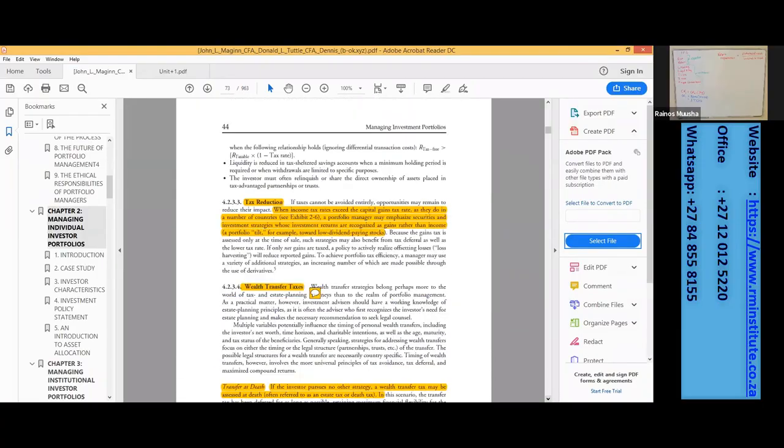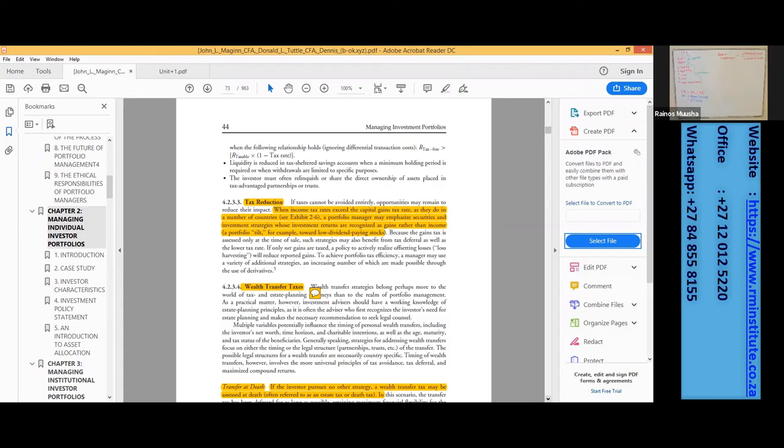Then there's also the issue of tax reduction, where they say if taxes cannot be avoided entirely, opportunities may remain to reduce their impact. When the income tax rate exceeds the capital gains tax rate, as they do in a number of countries, then it would mean a portfolio manager may emphasize securities and investment strategies whose investment returns are recognized as gains rather than as what? As income.